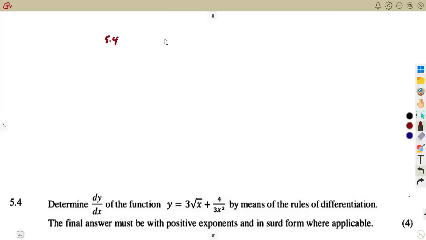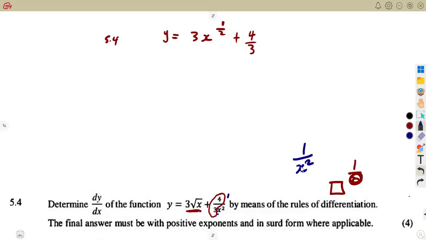So on our 5.4, we have y, which is 3 square root of x. We must have x to the exponent of something there. Square root means to the exponent of a half. Plus, this is 4 over 3. We can take the 4 over 3 on its own like this. What remains if you remove that 4 over 3? It's 1 over x squared, which is the same as x to the exponent of minus 2.